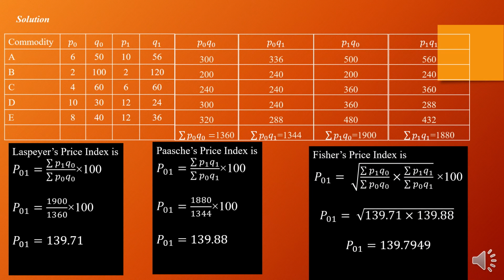Next one is Fisher's price index number. So this is the geometric mean of Laspeyres' price index and Paasche's price index number. So since we have already calculated these two, simply we can put them into the formula. Laspeyres' price index number is 139.71 multiplied by Paasche's price index number 139.88. So therefore the final answer is 139.7949.